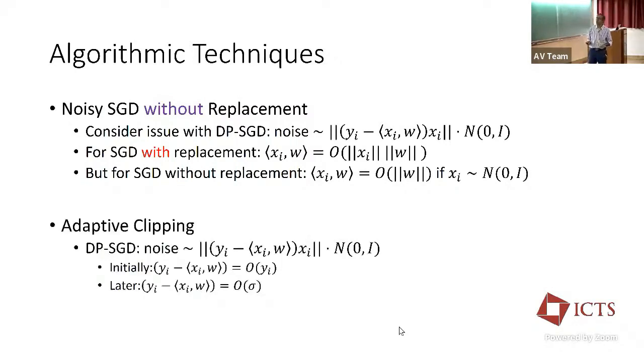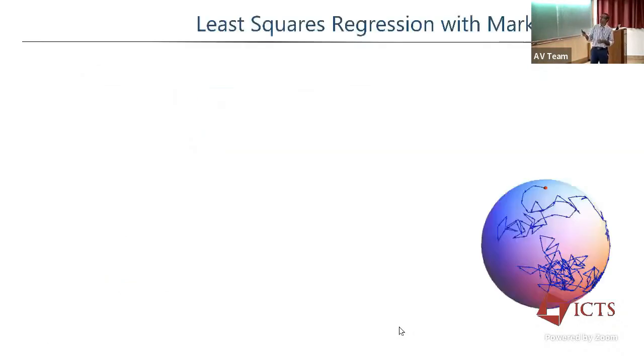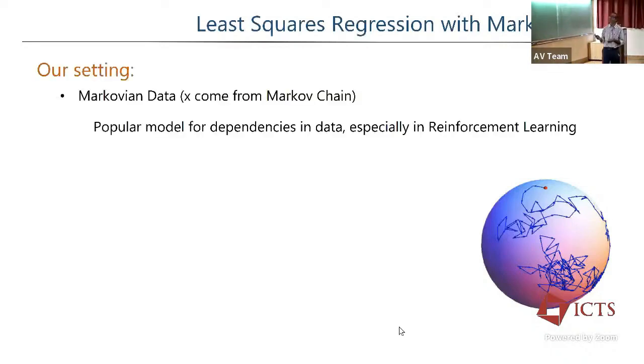That's not most important. I just wanted to highlight that this kind of stochastic view of linear regression can be useful in settings other than the core problem, even in differential privacy. So let me skip this. Let's now come back to our main topic, which is least squares regression with Markovian data.